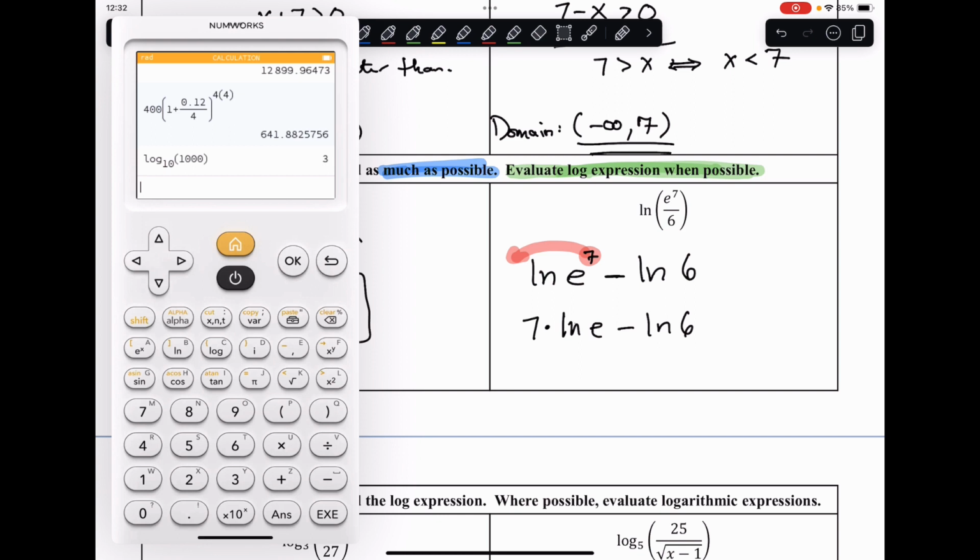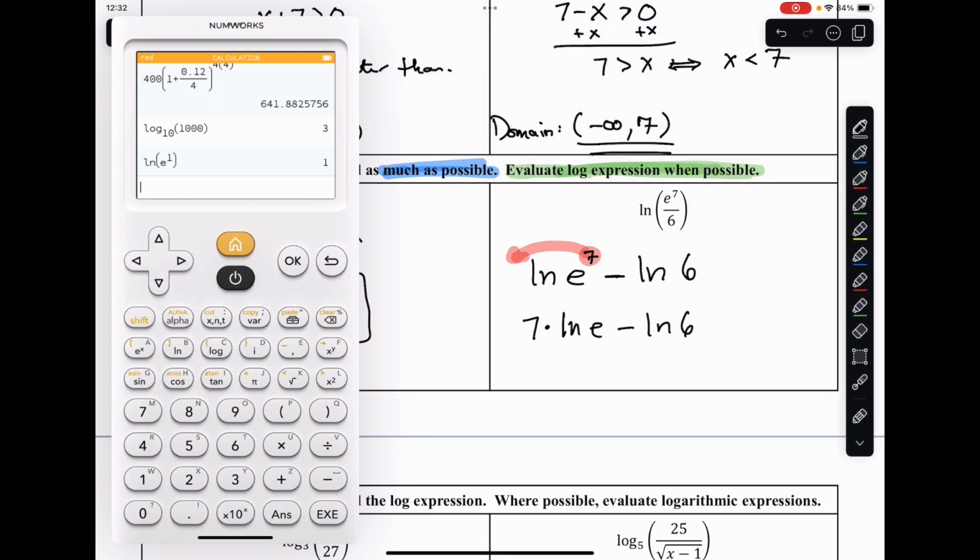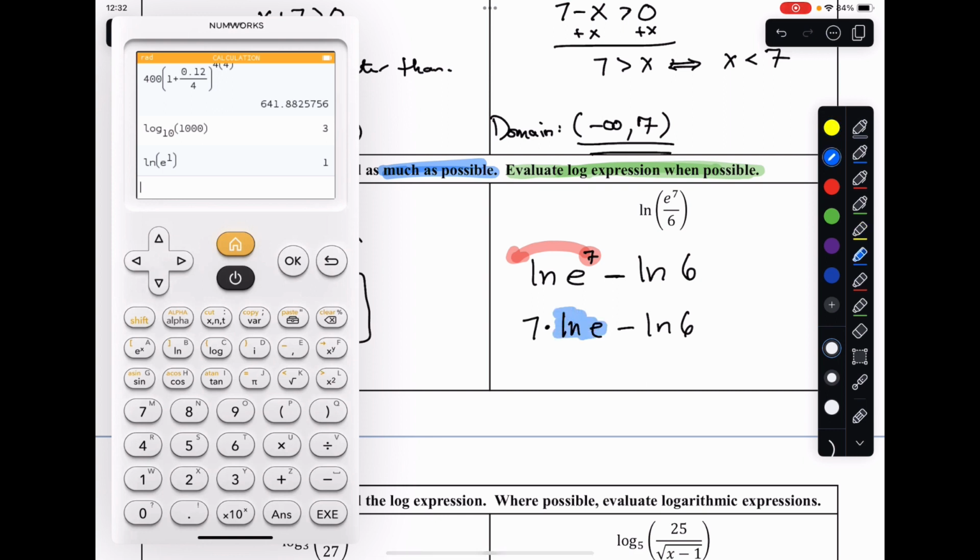Okay, so let's do the natural log of e, which is just e to the first. So the natural log of e, I forgot to put the 1 right there, is just 1. So this right here equals 1. So we have 7 times, let me put it in parentheses instead, 1.